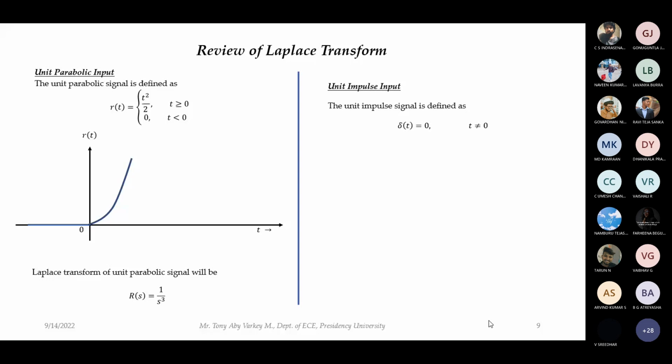Unit impulse signal is defined as del of t equal to 0 when t is not equal to 0, and integral minus infinity to infinity del of t dt is 1. So this is the correct definition of unit impulse input. Please remember this.